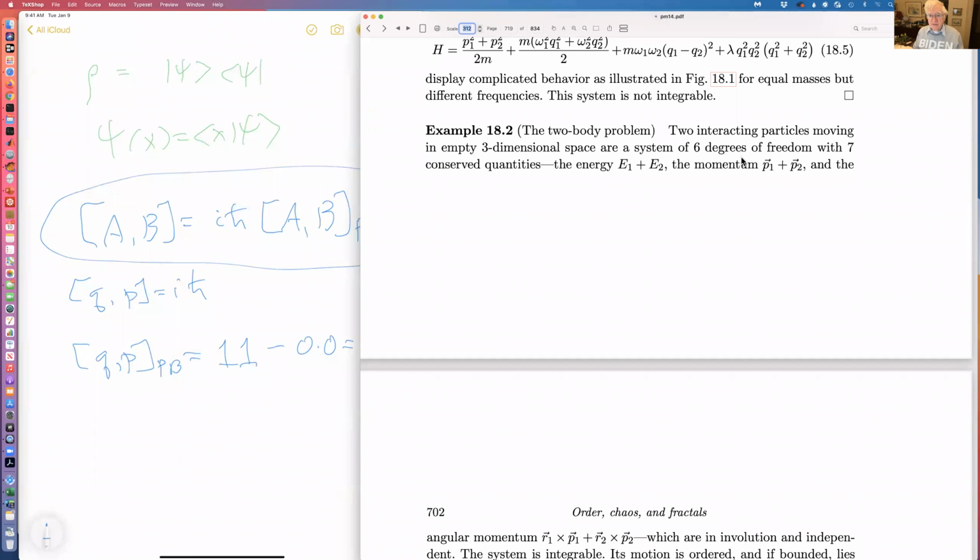Actually, no, I'm being silly here. Their position for each of the two bodies. But you have 7 conserved quantities, namely the sum of the two momenta, the sum of the two angular momenta, and then the total energy. And the system's integrable, the motion is ordered, and if bounded, it lies on the surface of a 6 torus.